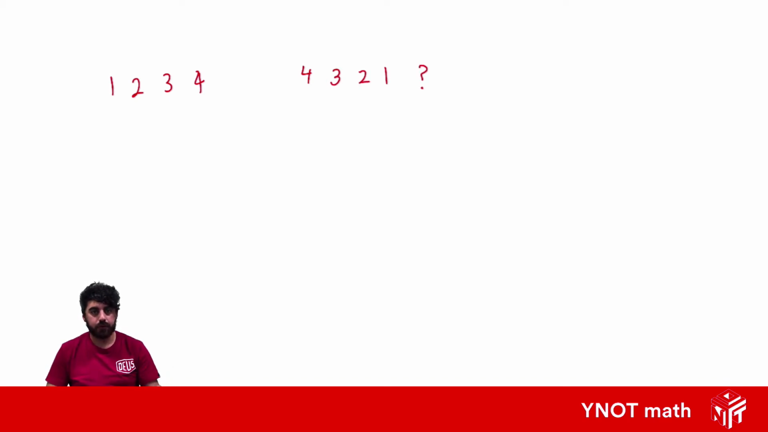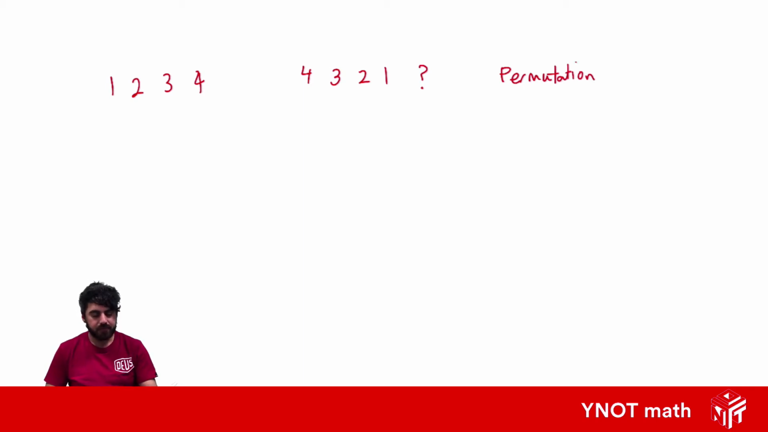Well, no, it wouldn't work. So in this case, the order is important in which you put the passcode digits in. And when the order is important in an arrangement, we call this a permutation. This is called permutation.